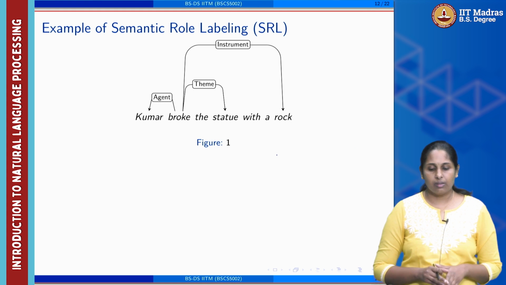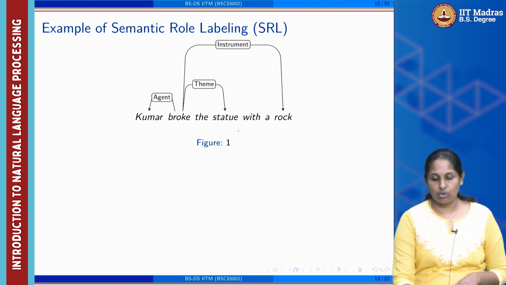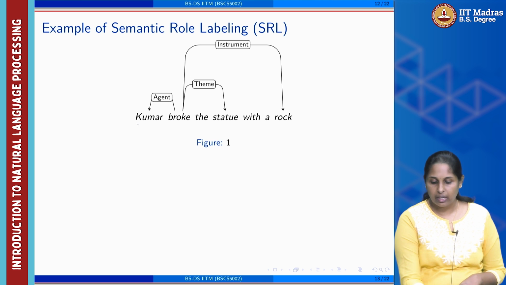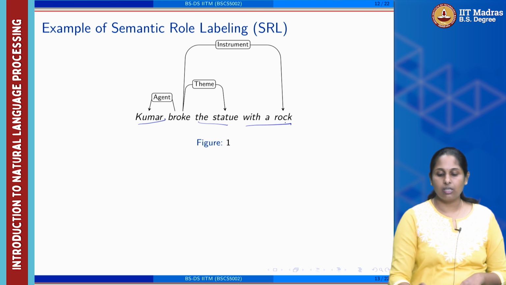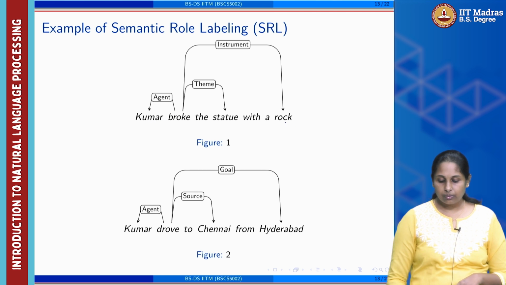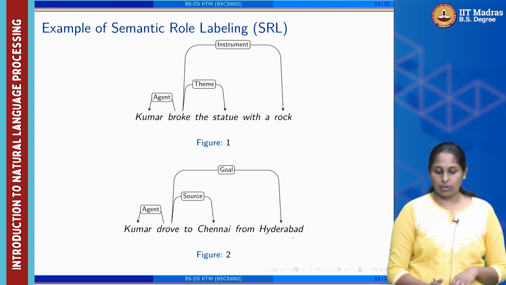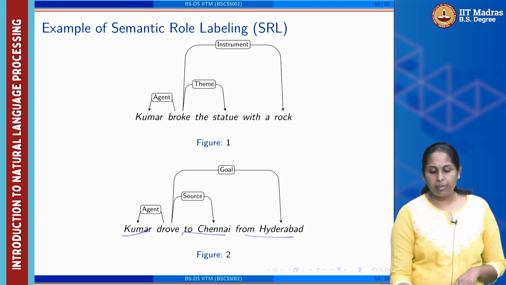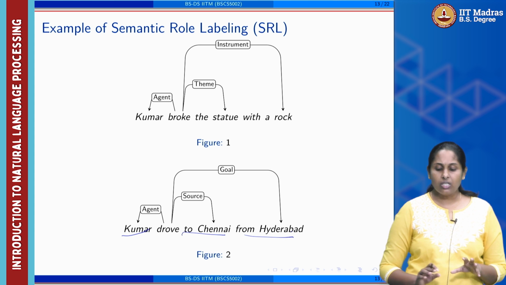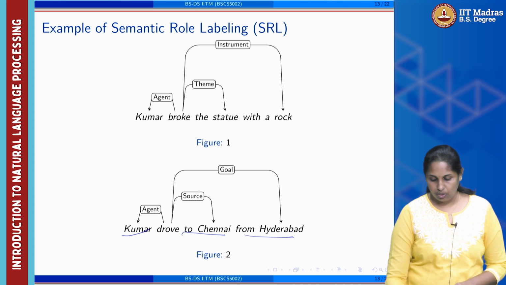So for example, semantic role labeling, you could see, Kumar broke the statue with the rock. Now Kumar is an agent, whereas the statue is a theme and the rock is an instrument. And Kumar drove to Chennai from Hyderabad. You could see again Kumar is an agent, Chennai is the goal and Hyderabad is the source. So this kind of information can come only through semantic role labeling.